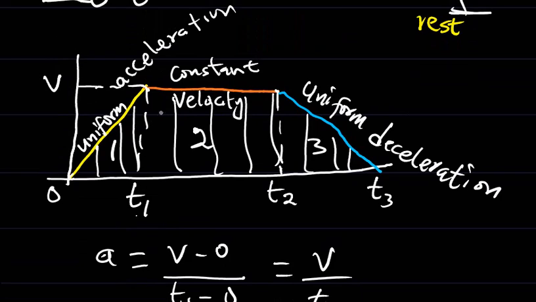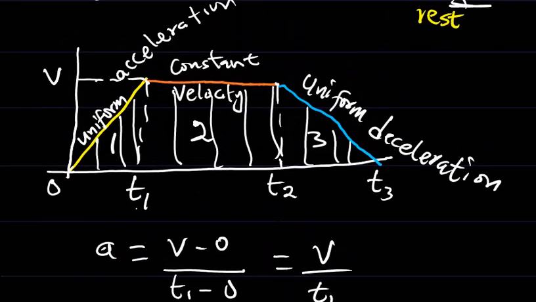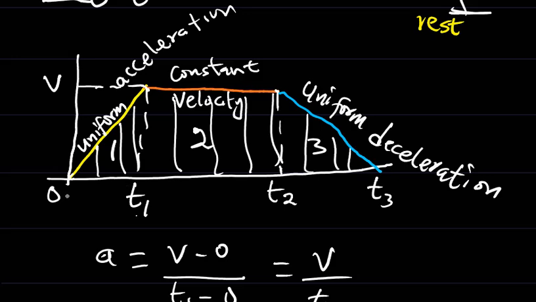As you can see, the shape of this particular graph is a trapezium. So the total distance, let me use x, or delta x, is going to be equal to the area of the trapezium. What is the area of a trapezium? The area of a trapezium is always half the sum of the parallel sides. What are the parallel sides? The parallel sides are between t1 and t2.